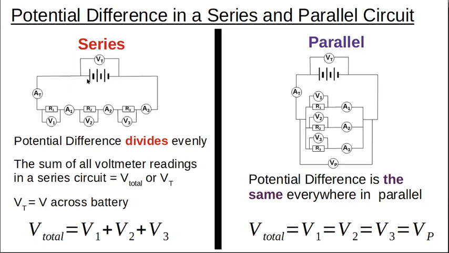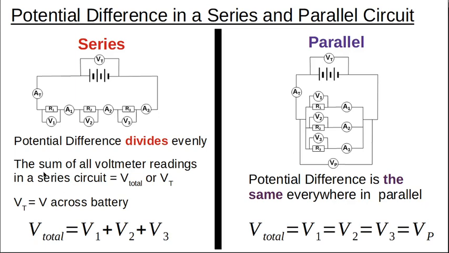So if we have a look, what happens when the current leaves the batteries, being pushed by the potential difference? As it comes out here, it must travel through these resistors. So if you then put voltmeter 1 across resistor 1, voltmeter 2 across resistor 2, voltmeter 3 across resistor 3, what will you find?